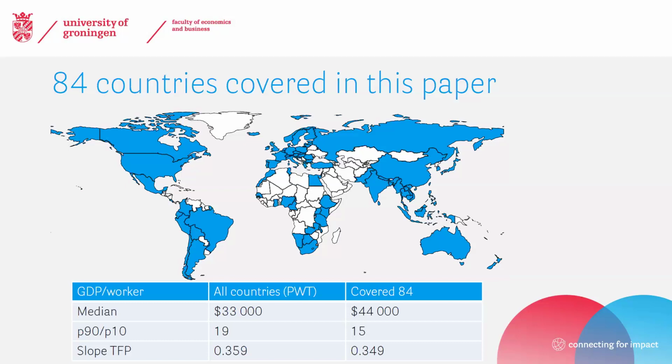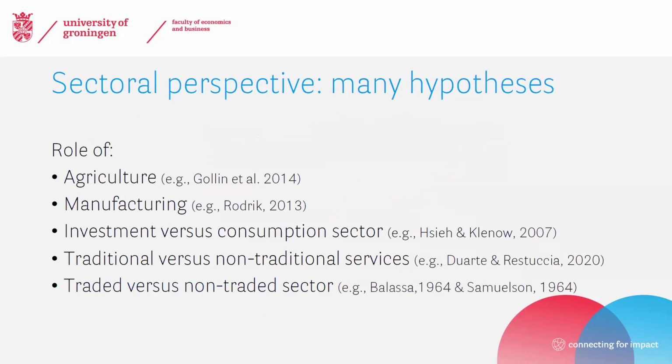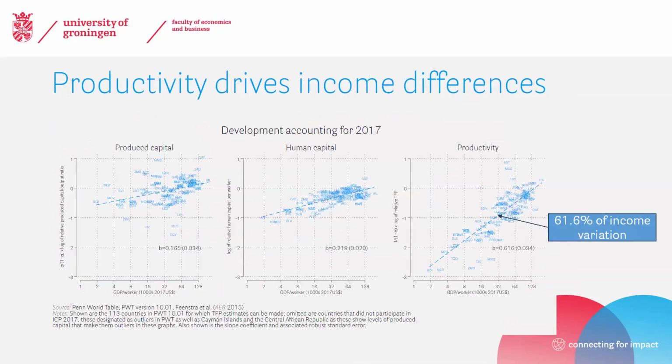Inequality is also a bit smaller than in the global sample, but at the same time, the role of these TFP differences in accounting for variation in GDP per worker is pretty similar. So if you would single out the countries in our sample in this figure, this wouldn't be a very particular group of countries that we've isolated and that we're analyzing in the remainder of this paper.